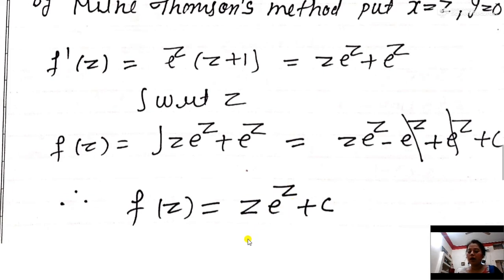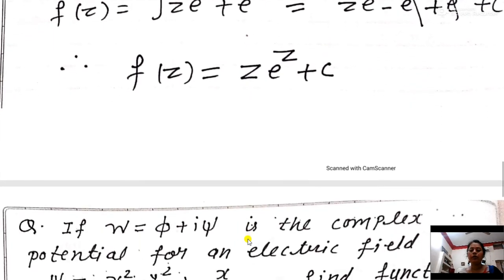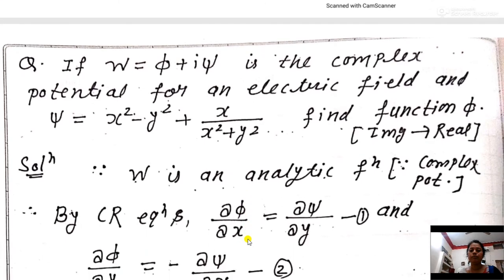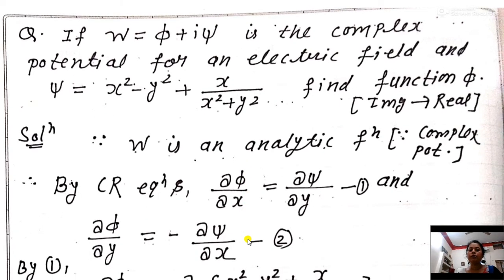Next, we will see how we can find the real part from the imaginary part, or the imaginary part from the real part. So here we have our next question, and the method is quite different. We need not use Milne-Thomson's method over here. We just have to use CR equation number 1, then CR equation number 2. Here we have been given a complex function W whose real part is phi and imaginary part is psi, and it is denoted as the complex potential for an electric field.